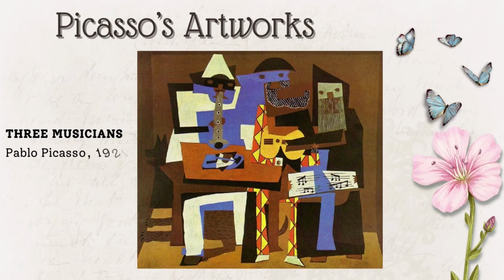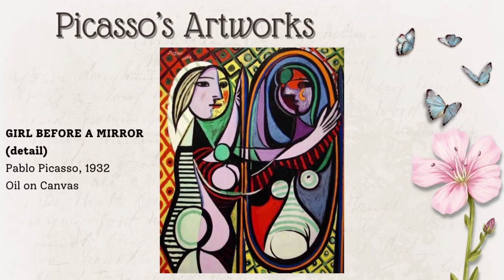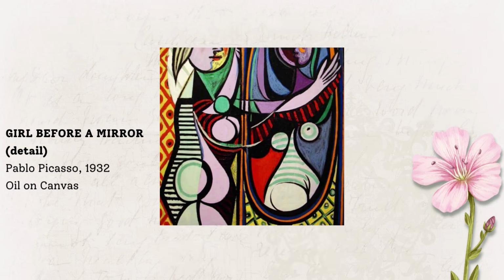Here are some artworks by Picasso. This first one is entitled Three Musicians, which he did way back 1921. It is an oil on canvas painting. Another Picasso's artwork is called Girl Before a Mirror. He did it way back 1932. It is also an oil on canvas painting.